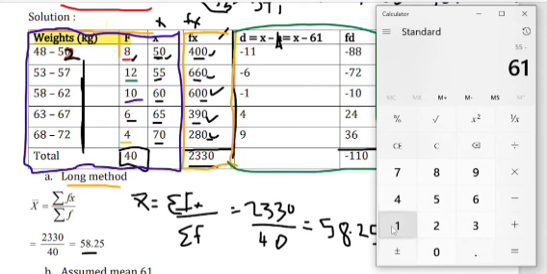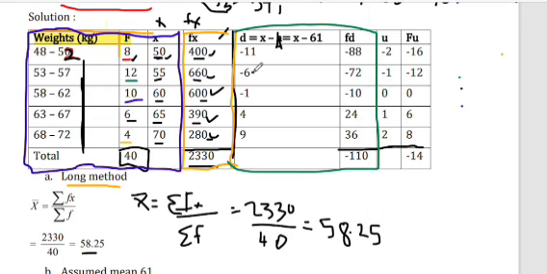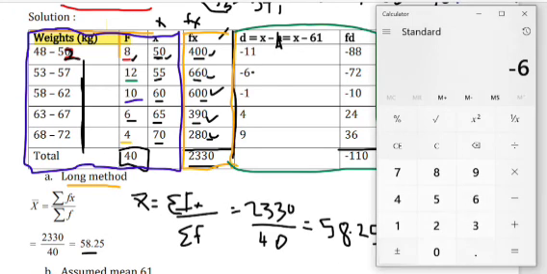You were given the assumed mean. If you're not given the assumed mean, you can choose it. So you have minus 6. Next, you have 60 minus 61, that is equal to minus 1. So you can see how all of these are obtained now. Here you are going to have 65 minus 61, that's 4. 70 minus 61, that's 9.